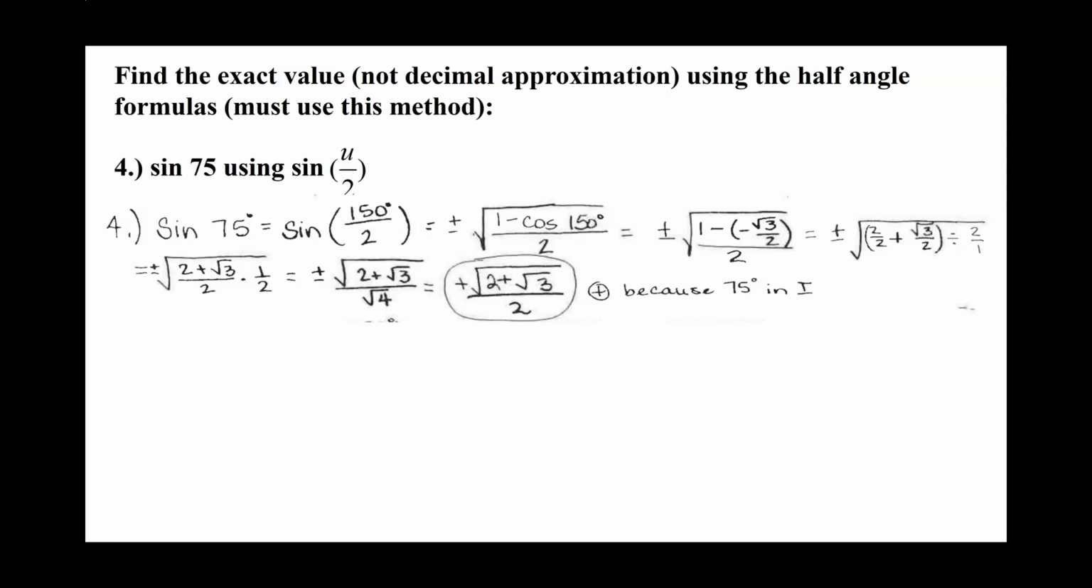Not allowed to leave a radical in the denominator, so down here, square root of 4 would just be 2. It is no problem at all for me to have a radical inside a radical in the numerator. Now, the last thing I have to figure out is this positive or negative? And that depends on the quadrant. So if you go back up, we're trying to find the sine of 75, right? 75 is in the first quadrant. So in the first quadrant, everything's positive, so that's why we put the positive out front here instead of the negative.